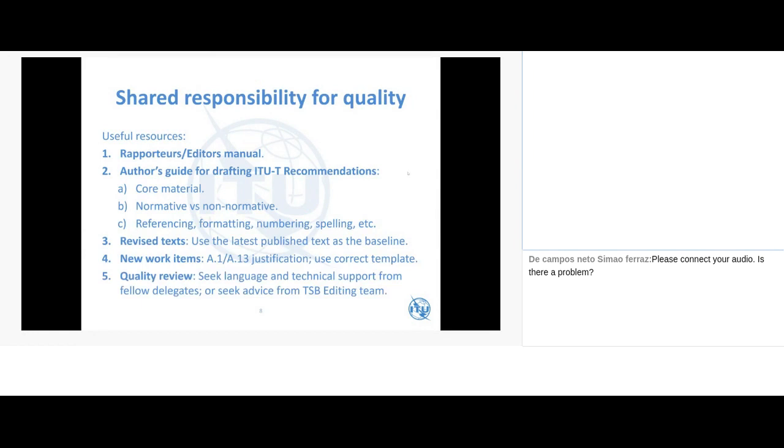But you can also turn to the Secretariat, so Simao and Rosa. You can get in touch with them and ask for various forms of guidance, really at any point before you initiate a new work item, at any point during the development, and also in the post-approval phase when we're getting ready for publication.